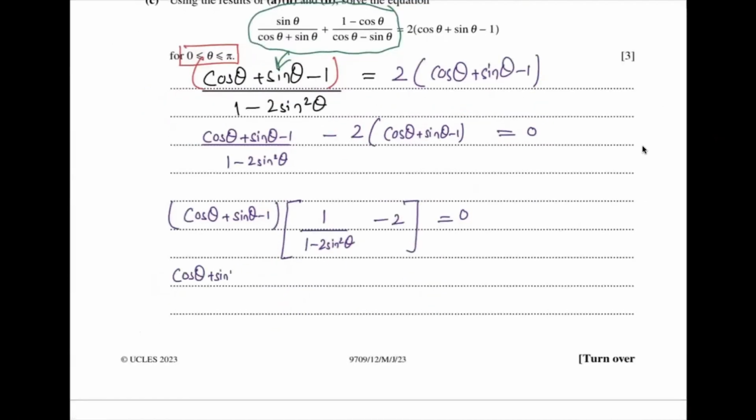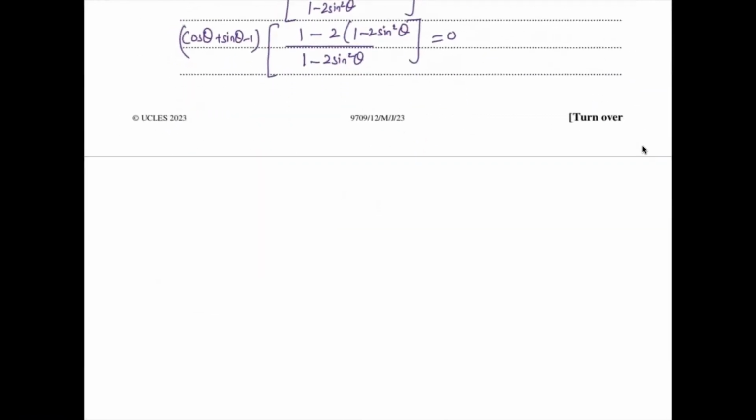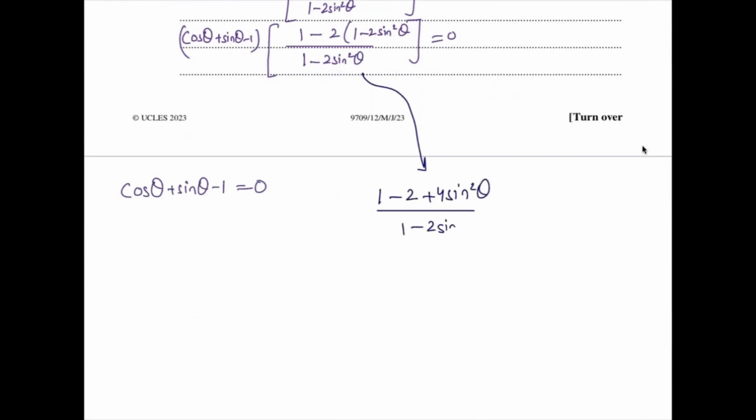Cos theta plus sine theta minus 1 would remain as it is. Now, if we simplify this, 1 minus 2 sine square theta, 1 minus 2, this 2 is going to be multiplied by the denominator 1 minus 2 sine square theta. Let's do the working on the other page. So this means that this is equal to 0 and this is equal to 0. So I'm going to write cos theta plus sine theta minus 1 equals to 0. And if we simplify this over here, that's going to be 1 minus 2 plus 4 sine square theta divided by 1 minus 2 sine square theta equals to 0.